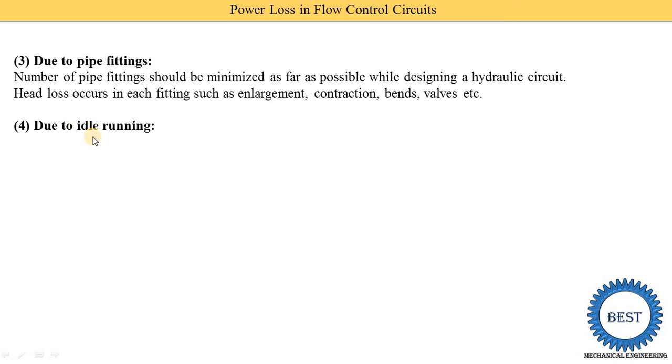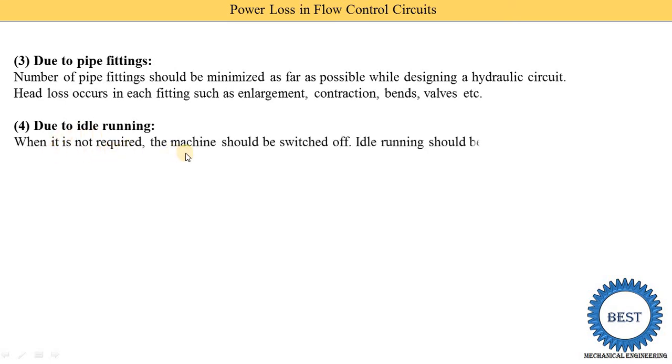Due to idle running, when it is not required, the machine shall be switched off and idle running shall be avoided. Sometimes we do not require output of the actuators, but we are supplying oil to the actuators by using different tandem position centers and different mid positions. During the idle time, if the pump is working, then our power loss is increased. So during idling, we need to stop the system.